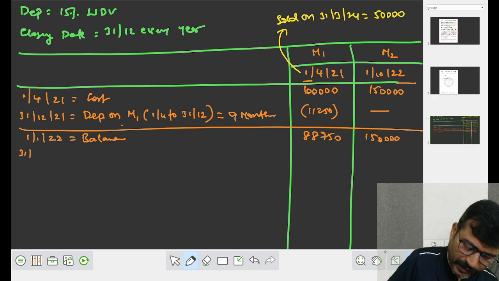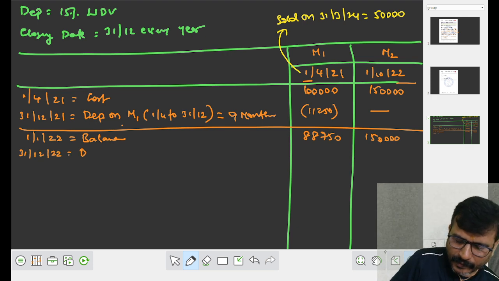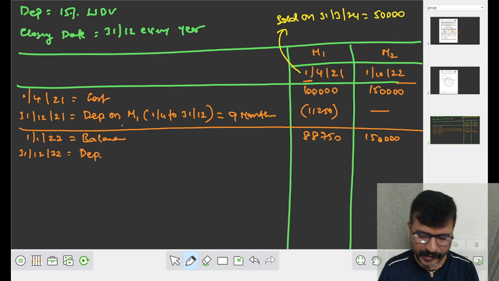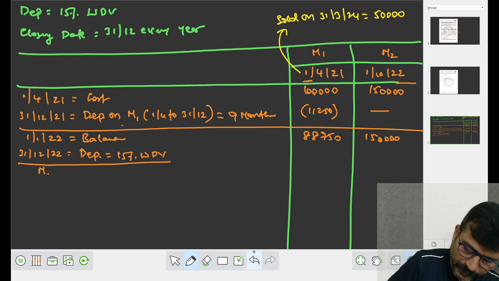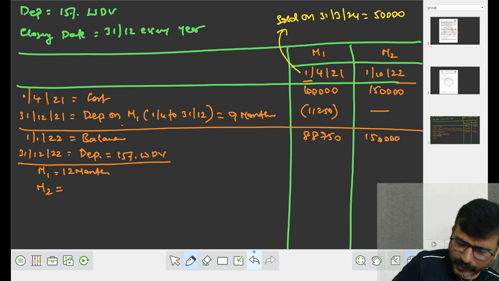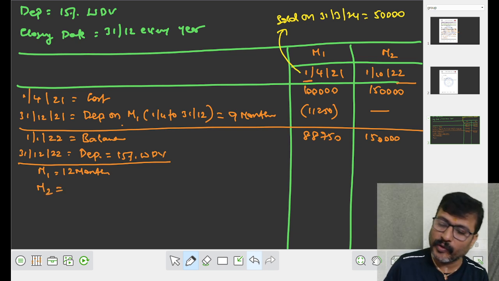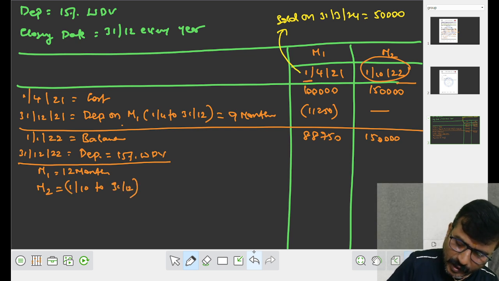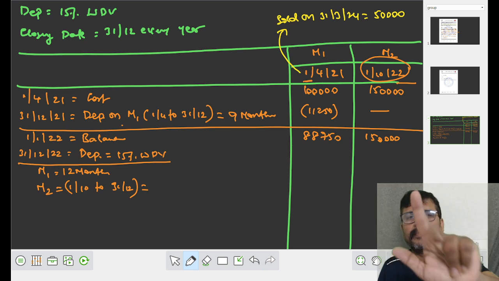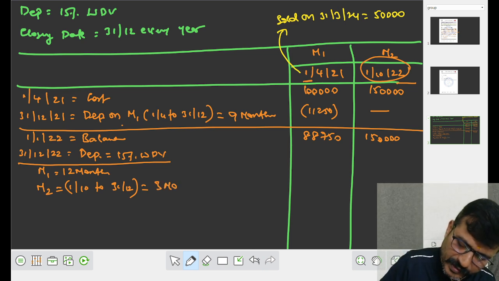Now what happened on 31st December 22? Because accounts are closed on 31st December, right? Depreciation is equal to what percent? 15% under written down value method. For M1 it is 12 months. M2 is purchased on when? M2 is purchased on October 22, means 1st October to 31st December. Count how many months? October, November, December. It comes to 3 months.